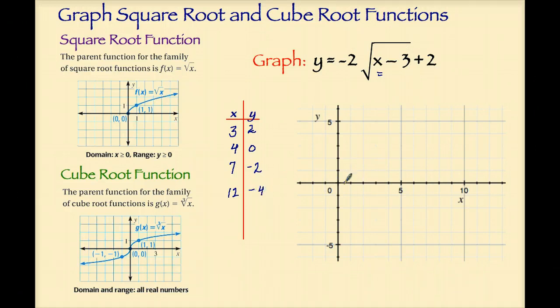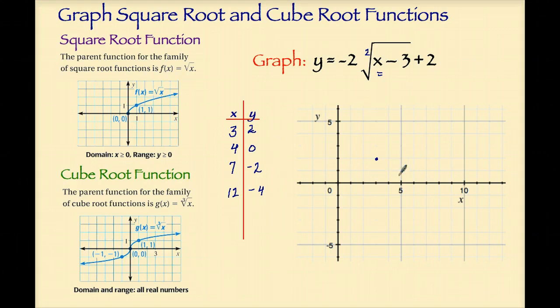And let's plot these points. 3, comma 2 is our first point. And now if you think about it, you can't have anything to the left of 3 because if you put 2 in here, that gives you a negative number under the radical. It's a square root function, so there's a distinctive starting point for the domain, and that's going to be 3, comma 2. 3 on the x-axis and 2 on the y-axis.